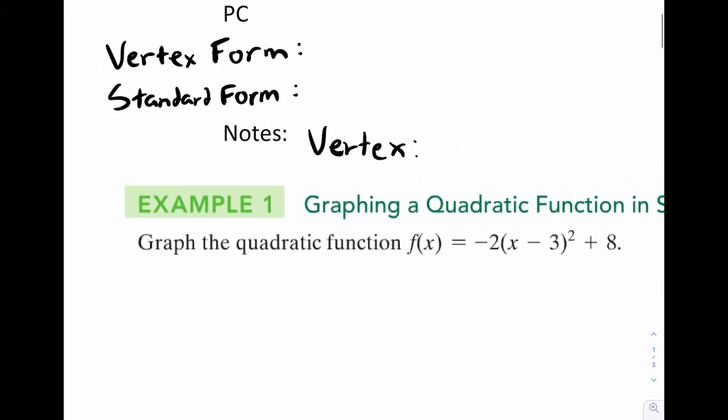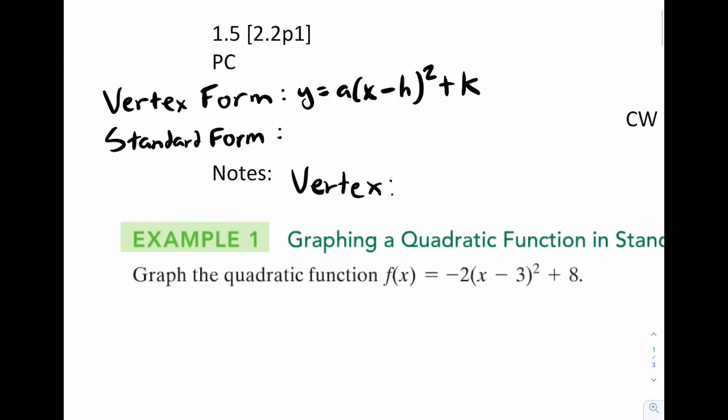So first, let's talk about vertex form. Vertex form is going to be y is equal to a quantity x minus h squared plus k. Don't forget that squared right there. A lot of people often forget that. It's called vertex form because we can see the vertex here. The vertex is going to be (h, k). So in terms of usefulness, this is the most useful form we have for a quadratic.